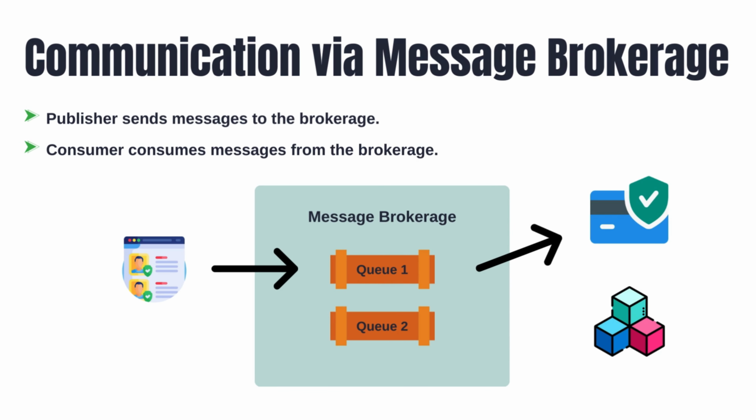The second form of communication is via message brokerage. In this architecture, we have a publisher and a consumer. A publisher is a microservice that sends requests or messages to the brokerage. Usually, messages are organized into a queue, and they call that a message queue. And the consumer will subscribe to a queue and consume the messages when they are available.